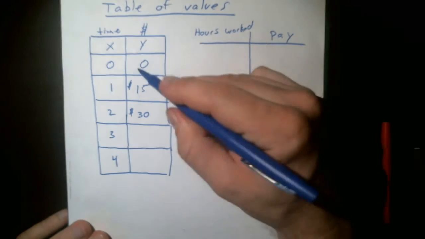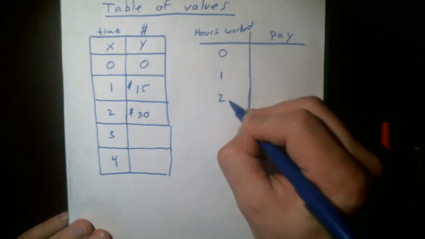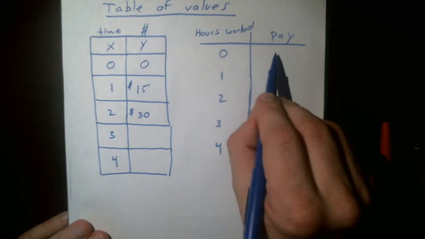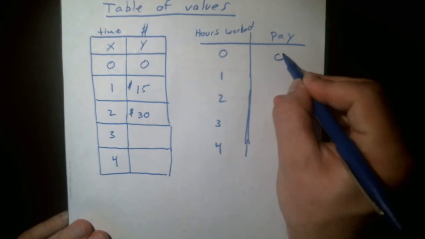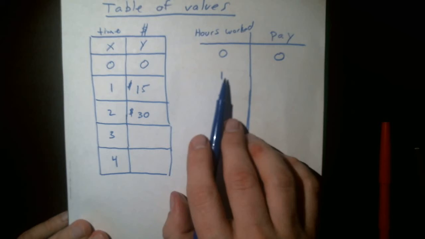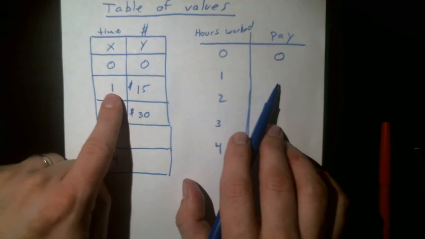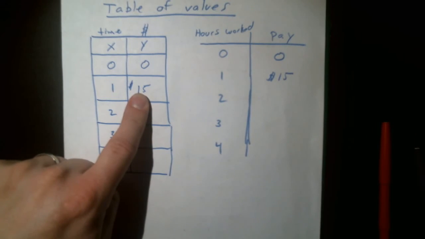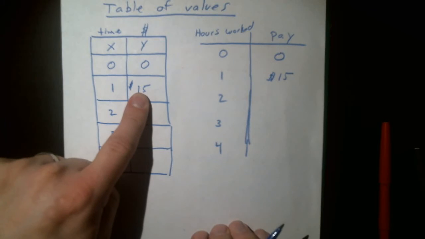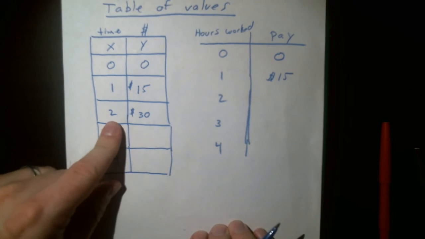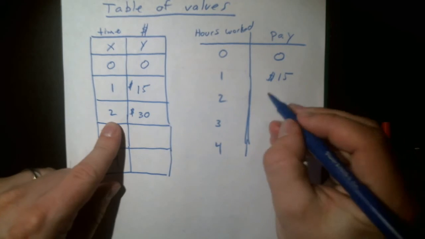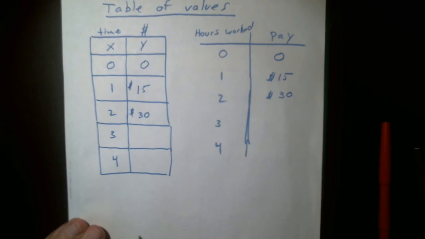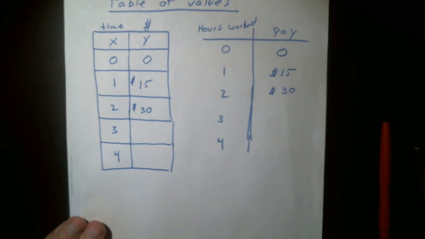Now, hours worked. What are hours worked here? 0, 1, 2, 3, 4. Well, at 0 hours, how much do you get paid? 0. In 1 hour, how much do you get paid? Well, look at here. In 1 hour, I get paid $15. So you can find out your total, or the minimum wage that you're getting. Maybe you're getting $50 an hour. So in 2 hours, how much do you get paid? You get $30.